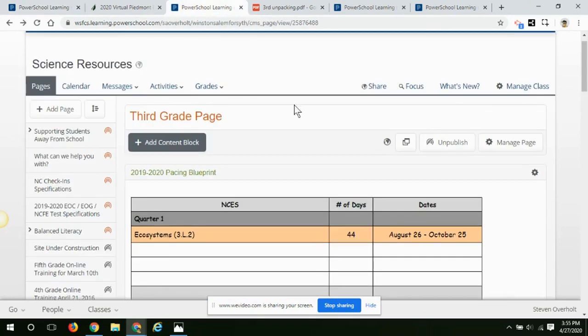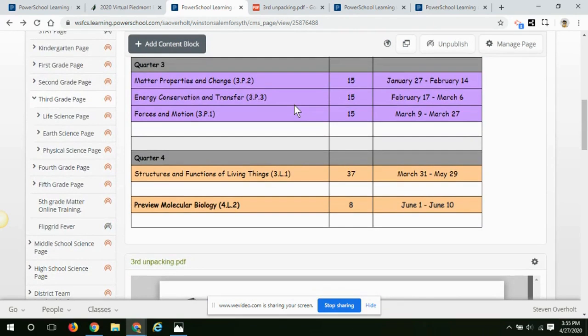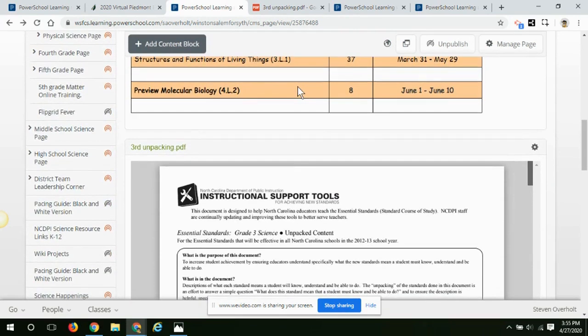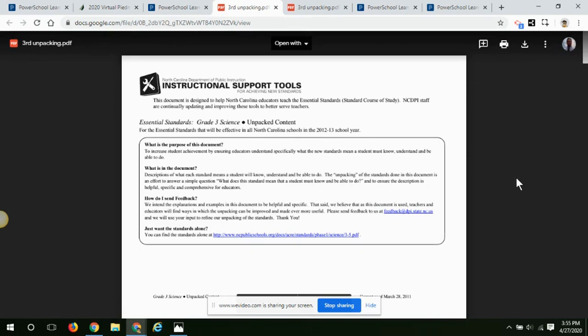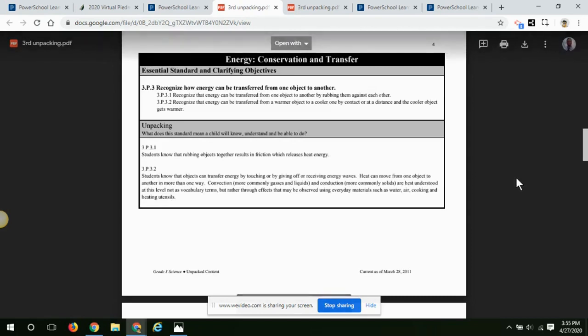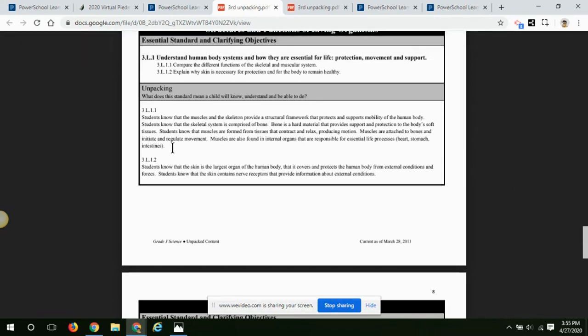First, we're going to go into third grade. Warren talked a little bit about pacing and what our UPOs, our unit plan organizers, say. So right now, we're going to look at our standards. We go to the UPOs regularly, but we also come back to the Unpack document. Underneath the pacing blueprint on the PowerSchool Learning page is the Unpack document from the state. It gives us our standard and our clarifying objective, just like the unit plan organizer does. However, it also gives us the unpacked information that helps us understand what it means for a child to know, understand, and be able to do.